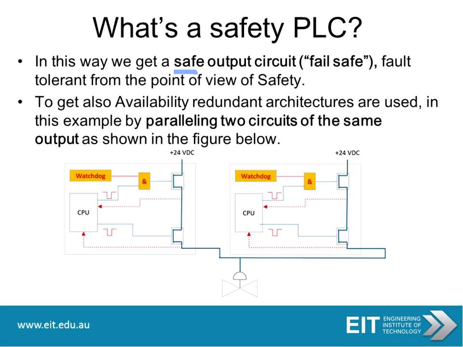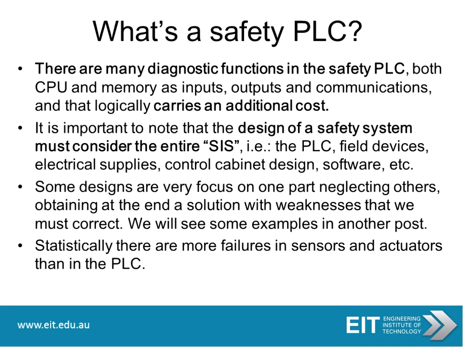To get also availability, redundant architectures are used. In this example, what we've done is we've duplicated the two. So there's our redundant system, paralleling the two circuits and both of them giving the same output. So now we've made it a safe output circuit, but we've also added redundancy to the circuit. There are many diagnostic functions in a safety PLC, for the CPU and memory, as well as inputs, outputs, and communications, that then logically carries an additional cost.